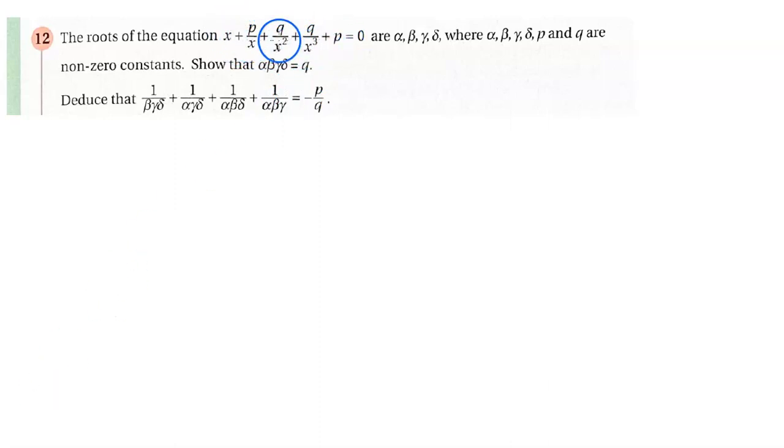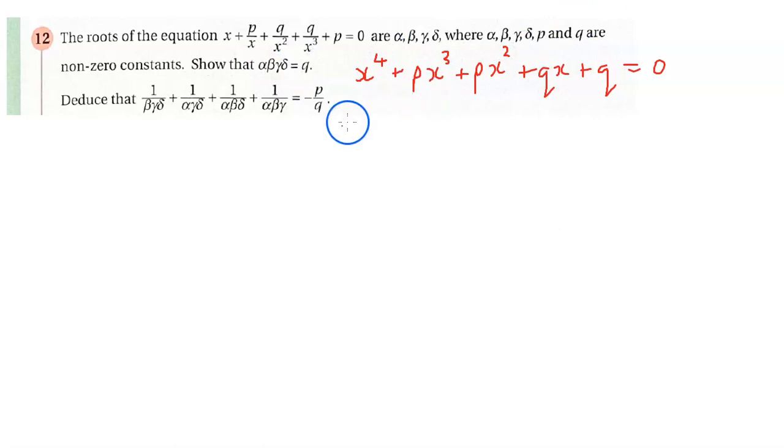Alright, no problem. By rearranging this equation, we have that x to the power of 4 plus px cubed plus px squared plus qx plus q equals 0. So that's just multiplying both sides of this equation by x cubed. And then it becomes pretty easy to see just by Vieta's formulae.